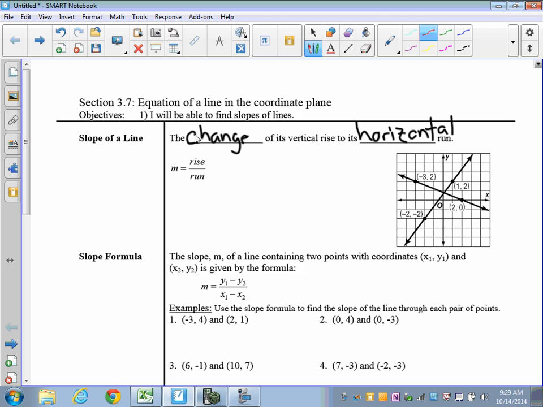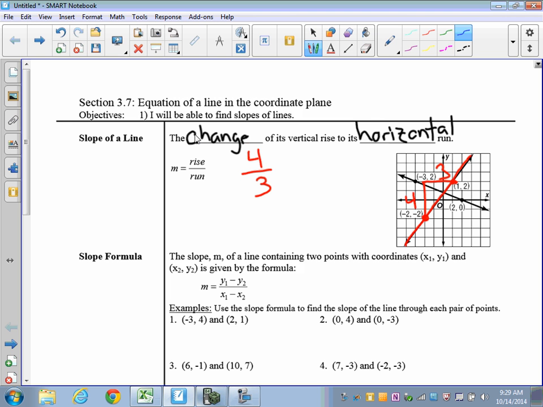So if I'm going to find the slope of this line in red here, all I need to do is find the change of its vertical rise. So I have 2 points right here. So I count 1, 2, 3, 4. We go up 4, so that's the rise over the run. 1, 2, 3. So that would be the slope of that line.